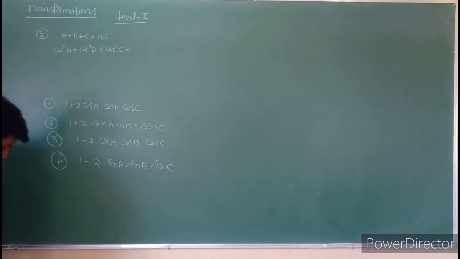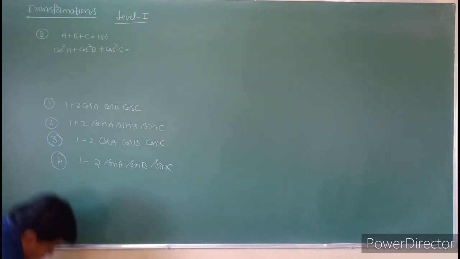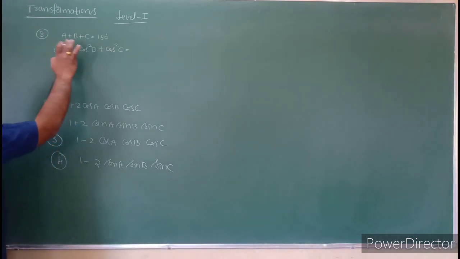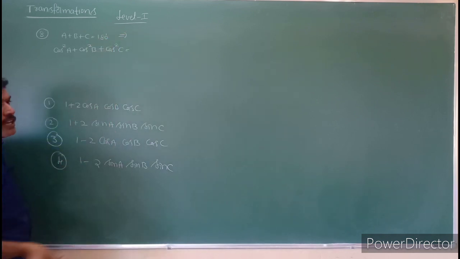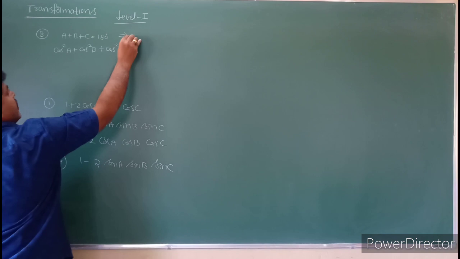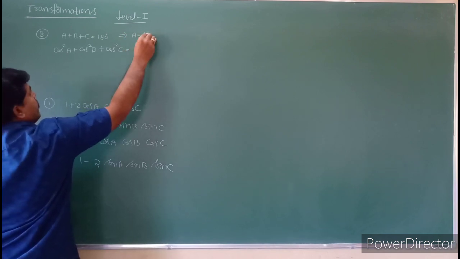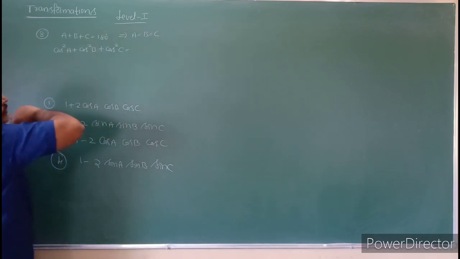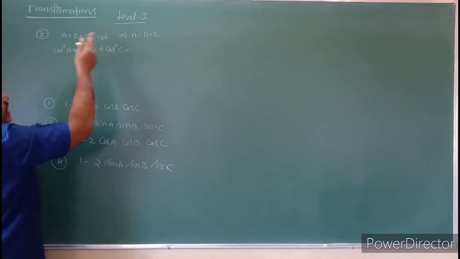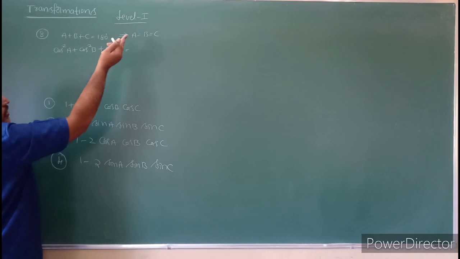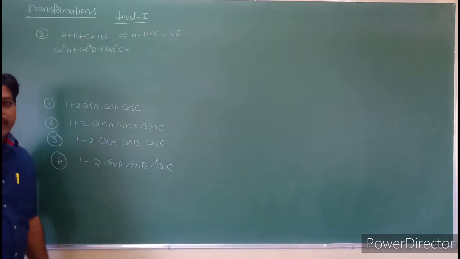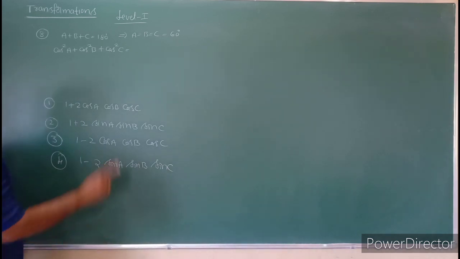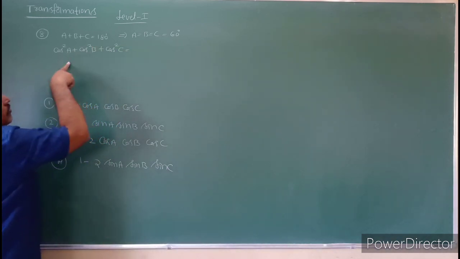So here, A plus B plus C is 180. For our convenience, I will take A is equal to B is equal to C, meaning it will become 3A is equal to 180, so A will become 60. Do you understand that? So A is equal to B is equal to C is equal to 60. Then substitute in the problem.